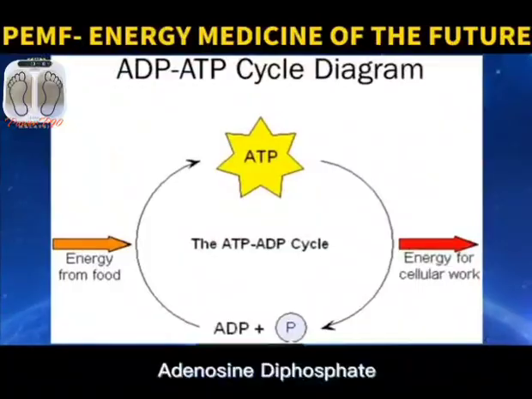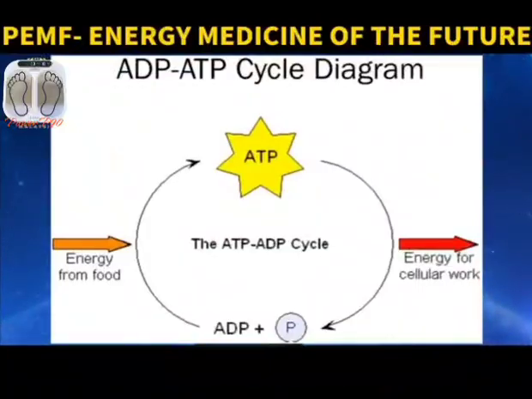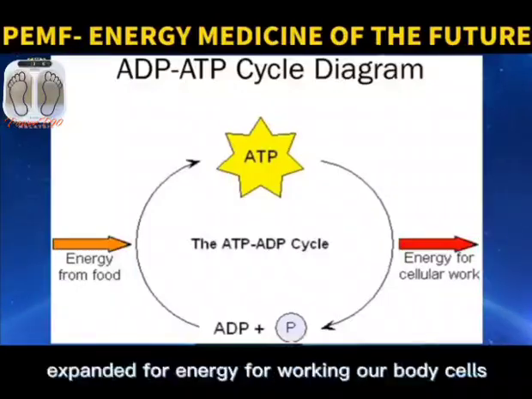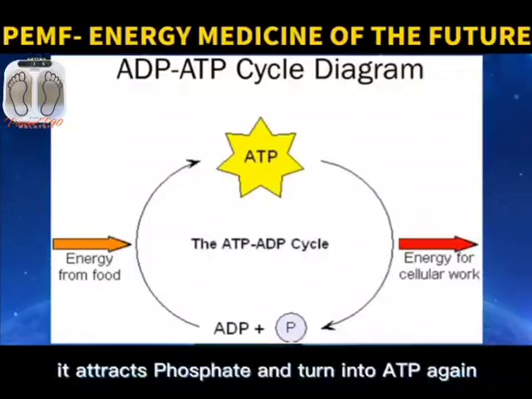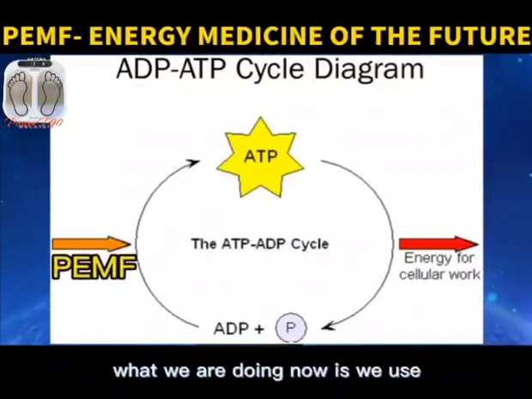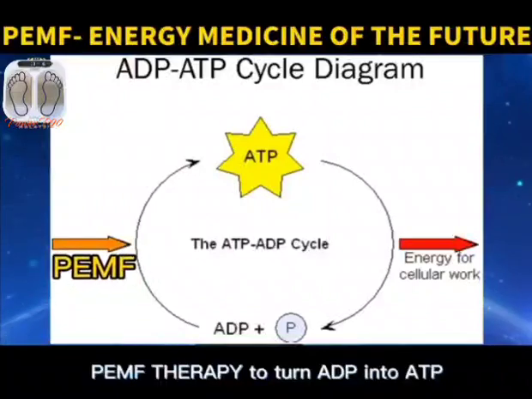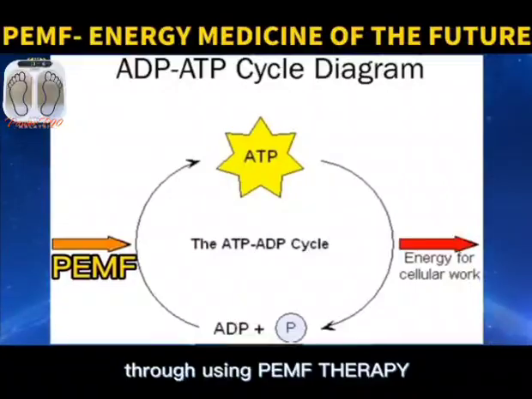When ATP gets used, it loses part of its bond, it loses its phosphate and becomes ADP, adenosine diphosphate. Our body needs to take up ADP and attach energy to it to create ATP. So in the cycle, you have ATP which gets expended for energy for working our body cells. When it comes around, it attracts phosphate and turns into ATP again. That is the cycle. We get the energy from food consumption, but what we are doing now is using PEMF therapy to turn ADP into ATP, and this is how our body is improving through using PEMF therapy.